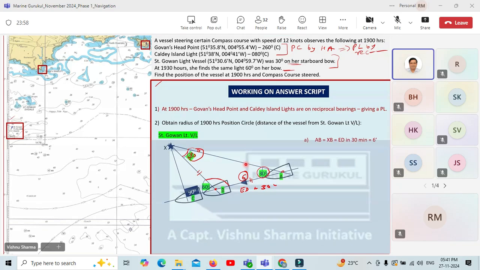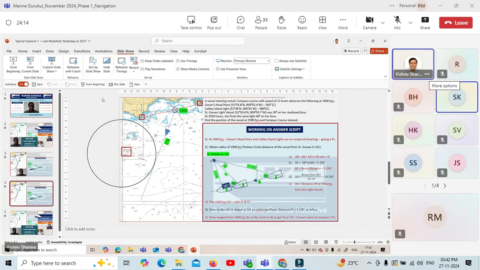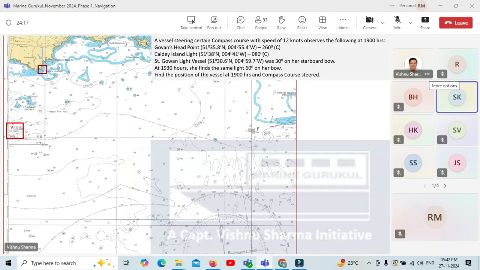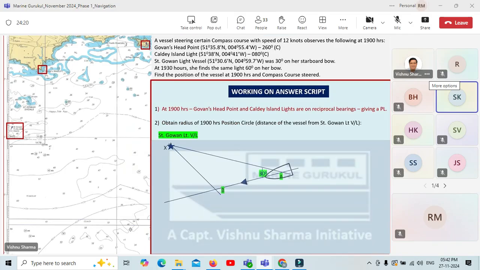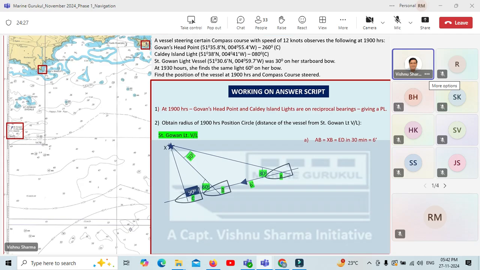So A to B will be 6 miles. And if A to B is 6 miles, then X to B will also be 6 miles. So this is how we'll first get this thing. Let me just clear it and show it to you again. Now, AB is 6 miles because that is the engine distance in 30 minutes. And XB will also be 6 miles then because XBA is an isosceles triangle.